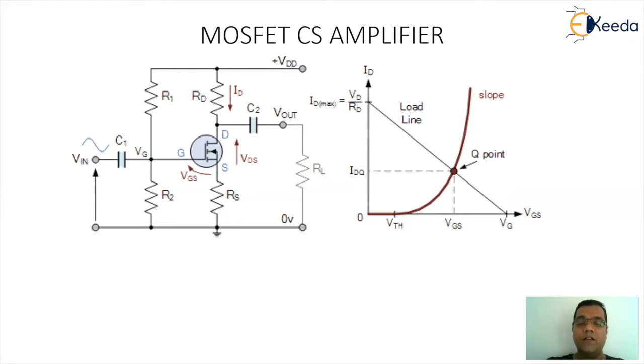You get the value of ID, and once we get the value of ID, we apply KVL to the output loop, and you land up with the value of VDS. So now we have got the value of ID, VGS and VDS from the DC part. If I want to go for the AC part, I need to replace the device by the AC equivalent model and then go for the condition where all the capacitors work like short circuit and the DC battery works like ground point. From that we land up with the AC equivalent circuit of the MOSFET CS amplifier.